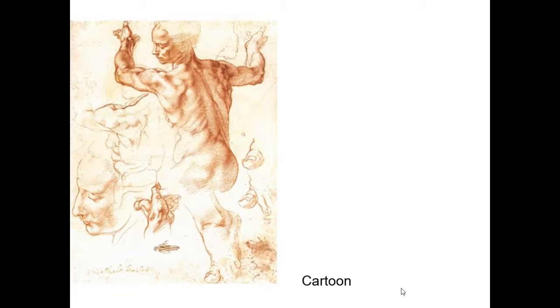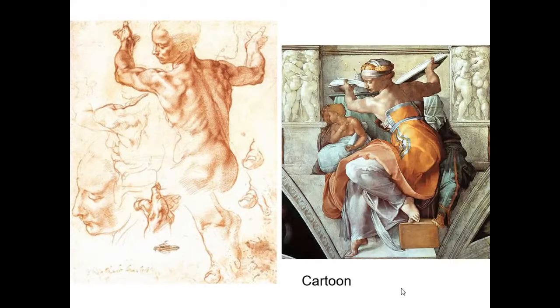It's not literally a cartoon, but it gives you a pretty good idea of what the artists are doing. They're finding the major shapes and lines, and once they have that laid out, the drawing or cartoon would be transferred onto the wall, and then painting could commence. So you can see the difference here from the drawing stage to the painting stage. This happens to be part of the Sistine Chapel by Michelangelo.